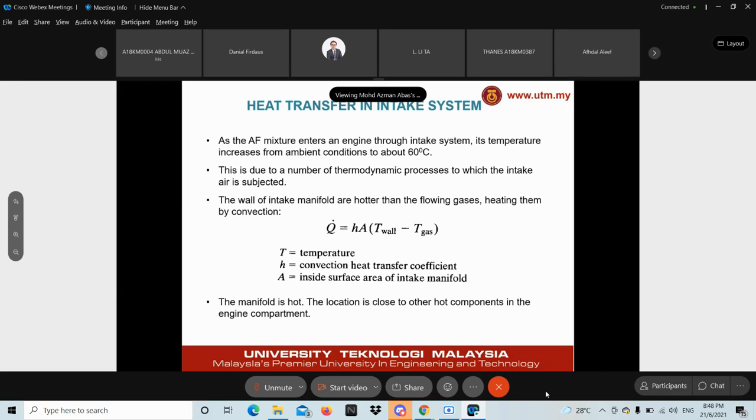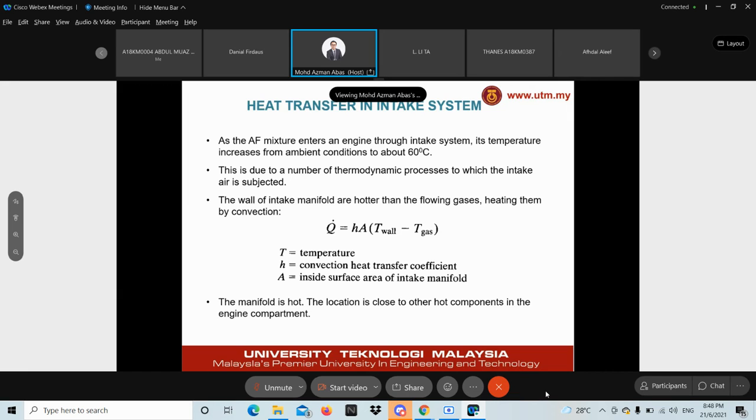Heat transfer in intake system. So as the air fuel mixture enters the engine through the intake system, its temperature increases from ambient condition to about 60 degrees. Okay, roughly. This is just an estimation. This is due to a number of thermodynamic processes to which the intake air is subjected. The walls of the intake manifold are actually hotter than the flowing gas, okay, heating it by convection.